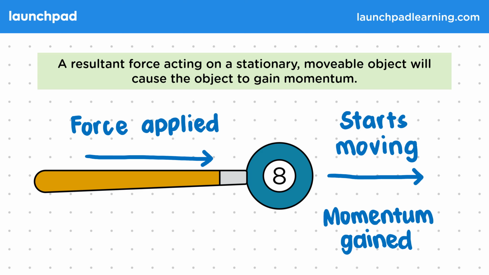We also know that the total momentum in a system cannot change. Remember that by Newton's third law, there will be an equal and opposite reaction force from the ball to the cue, causing the cue to lose as much momentum as the ball has gained. Now let's see what happens when we have a resultant force on an object that's already moving.